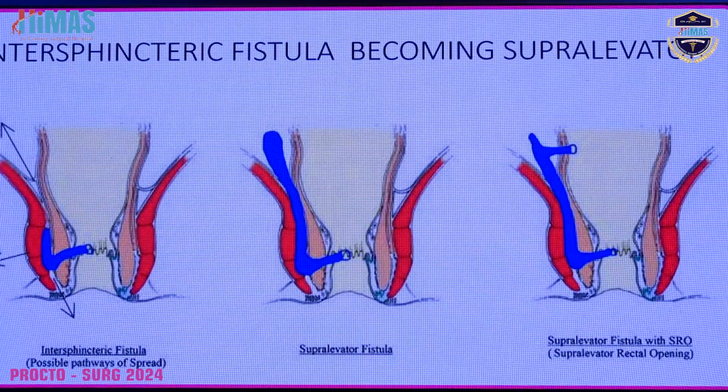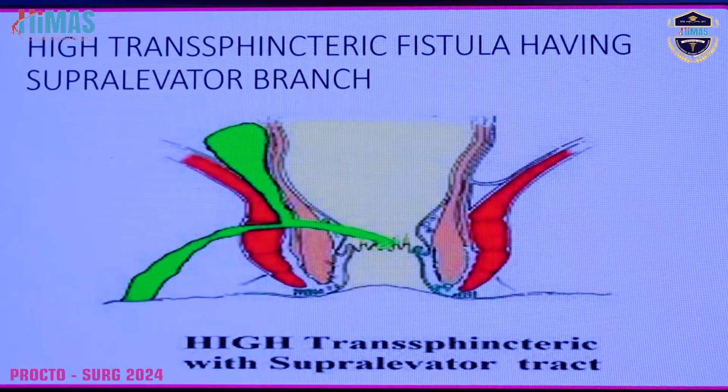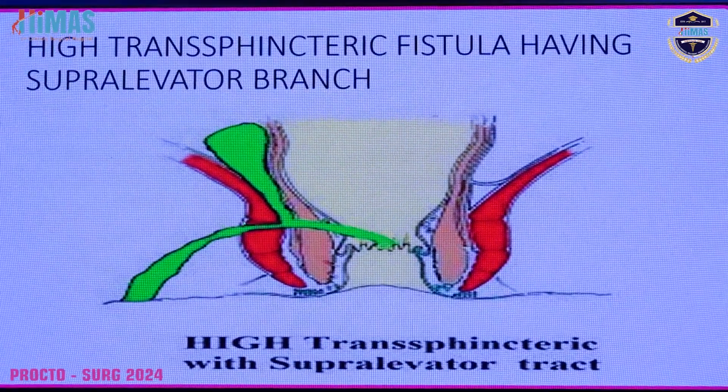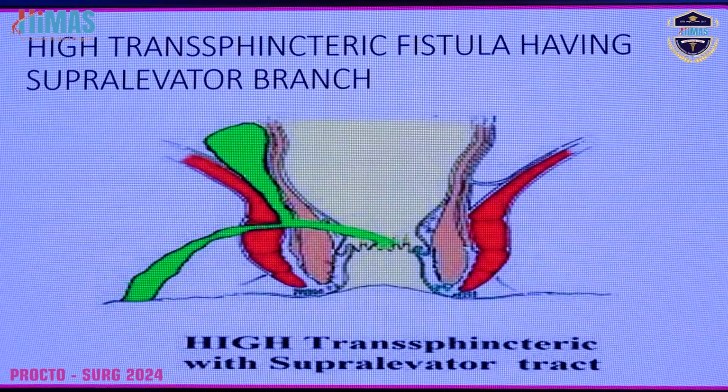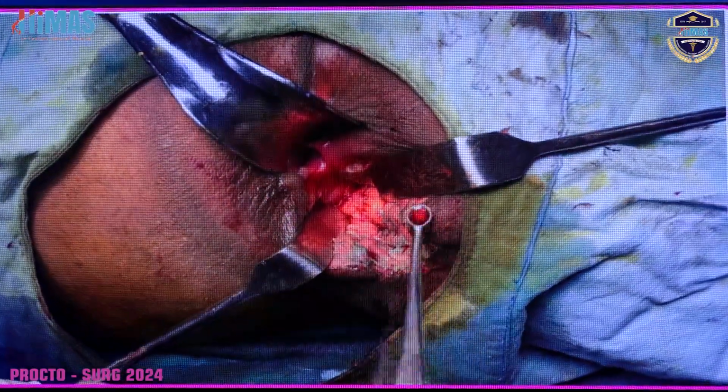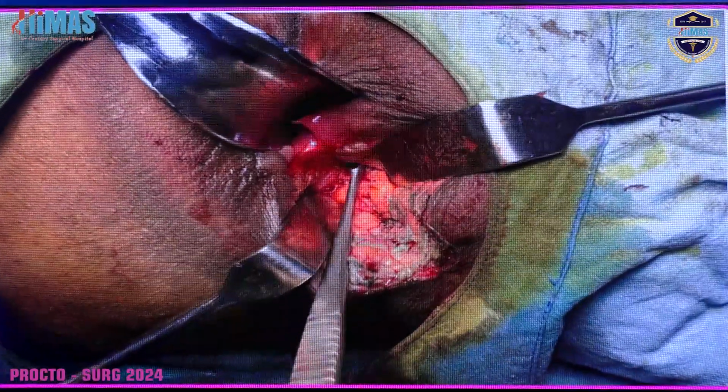This is where the scope can go inside and can let you know what you are not able to see. And at times also, high transsphincteric fistula has a branch in the supralevator portion. This is a blind ending tract where you can't see it. So at that time, the VAAFT can help you. So this is a small case which I will be showing you. You can see this is the high transsphincteric tract.